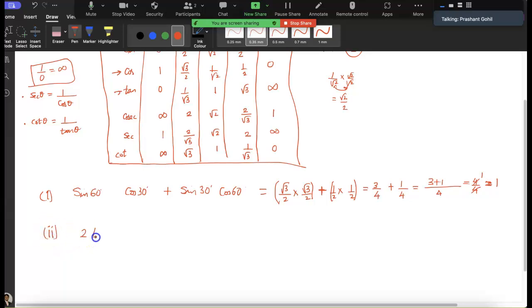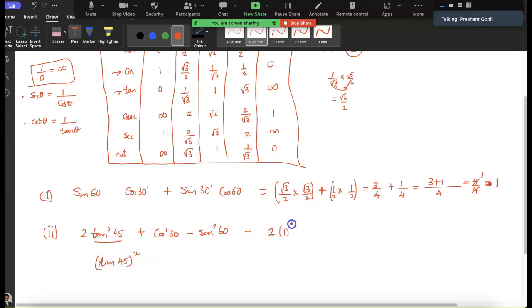2 tan square 45 plus cos square 30 minus sin square 60. Chalo, start. Tell me. What is tan 45? What is the meaning of tan square 45? You know that? 1. Yeah. 1 square. Correct. You take tan 45 and square it basically. This is what it means.